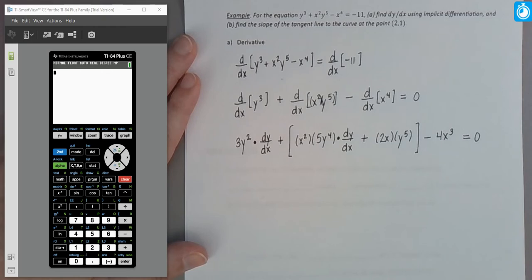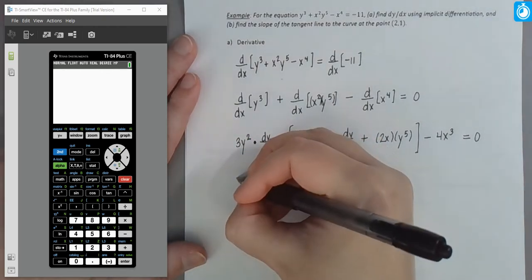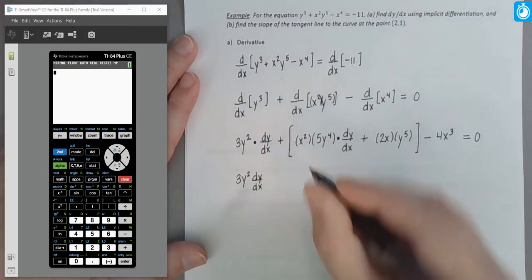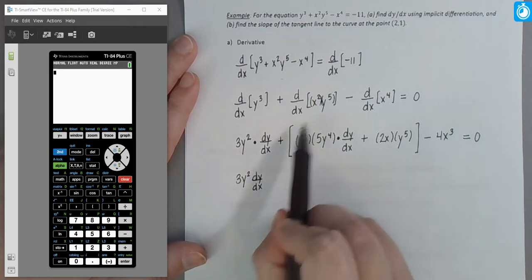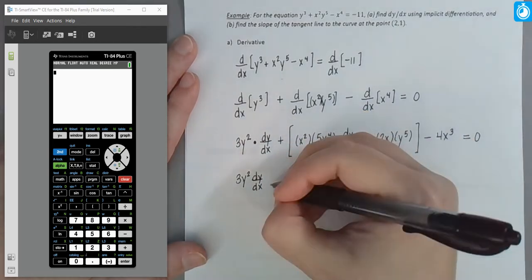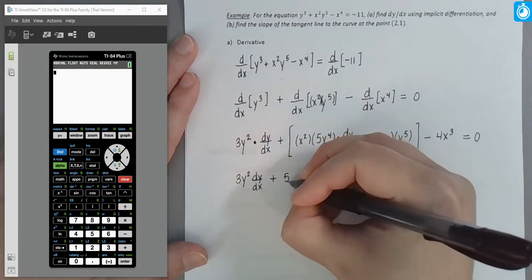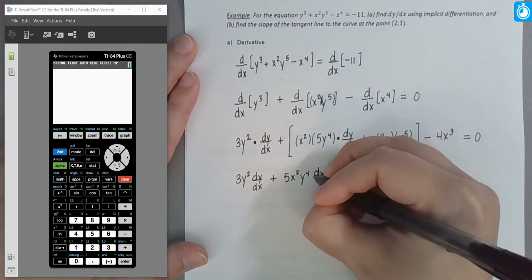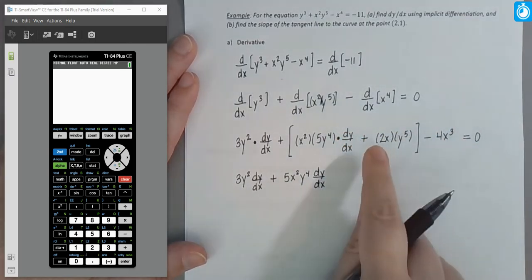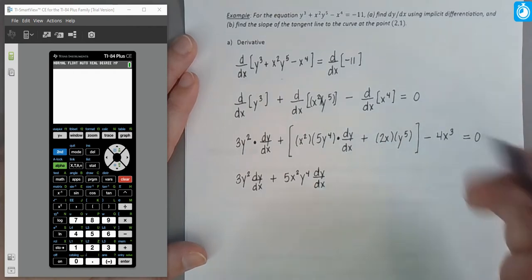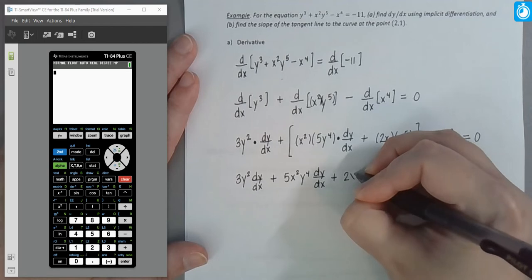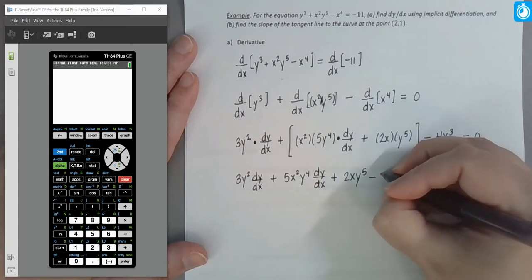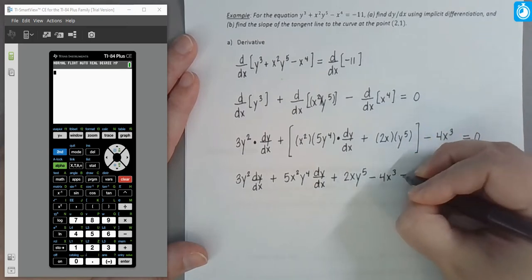So let's clean all of this up just a little bit. So that's going to be 3y squared dy dx plus all of this. So I'm going to rearrange these. Typically we write our constant first, and then we write our variables in alphabetical order. So x squared, y to the fourth, dy dx, plus 2 times x times y to the fifth, minus 4x cubed, is equal to 0.